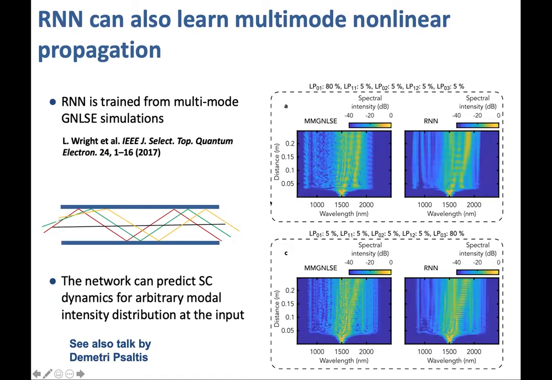Finally, we cranked up the game a bit more and tried to see if we could train the recurrent neural network to reproduce a multidimensional system, which is the case when you have nonlinear dynamics in multimode fibers. For that, we trained the recurrent neural network from a multimode generalized nonlinear Schrödinger equation simulation, feeding different evolution maps corresponding to different excitations of modes at the input. And then we asked the network to predict the evolution associated with a given relative distribution of coupling at the fiber input. And again, we were able to demonstrate that the recurrent neural network can make predictions very accurately, even for this more complex case.